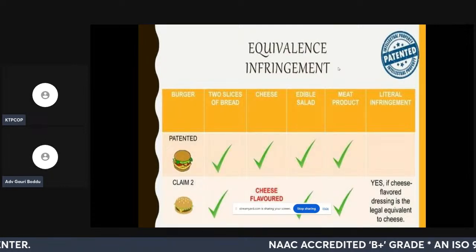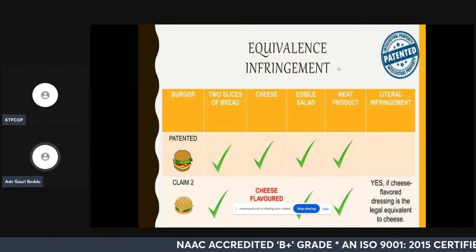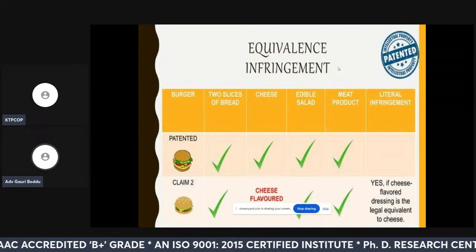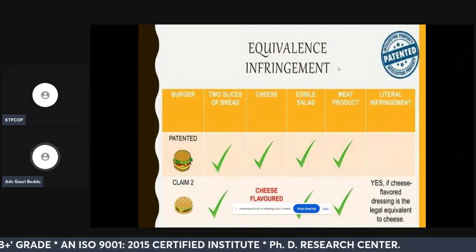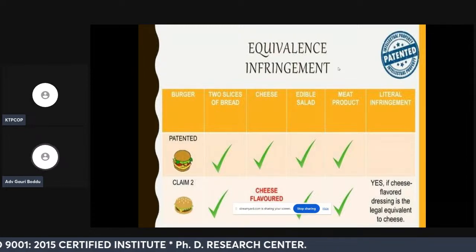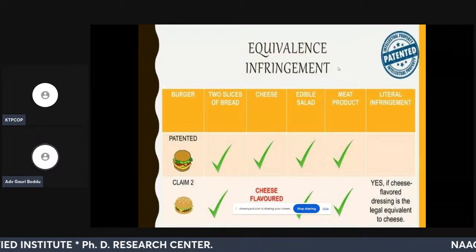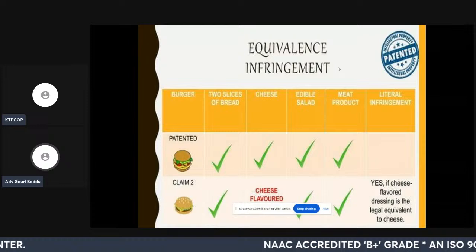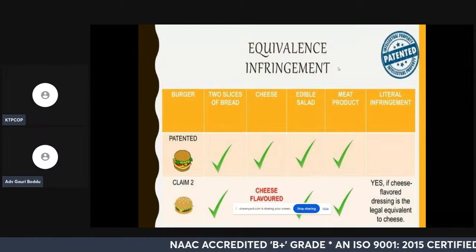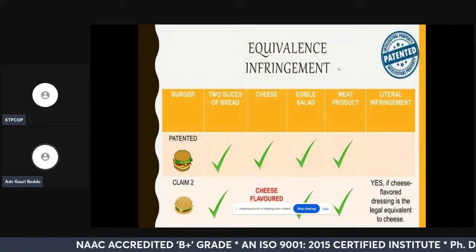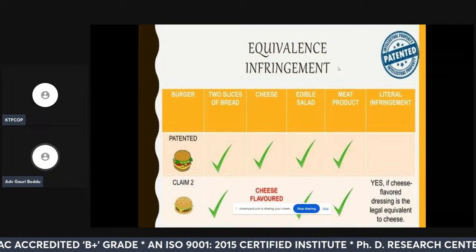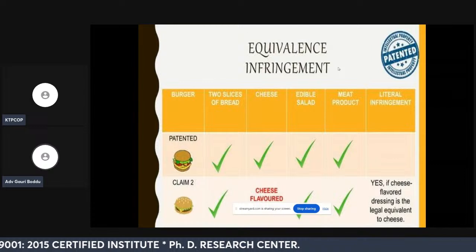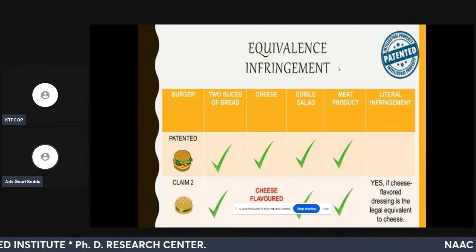So patented is that two slices of bread, cheese, edible salad, and meat product. That is a patented product. Now you can see the claim 2, where the opponent has used the cheese flavored dressing. He has used the cheese, but he has used it in a different form. So it is an equivalence infringement. So yes, this is that he has used the flavored cheese in the dressing. So it is a legal equivalent. It is an equivalence infringement.